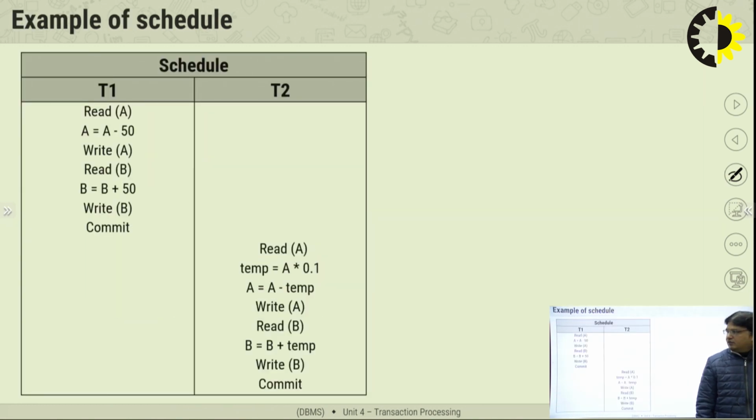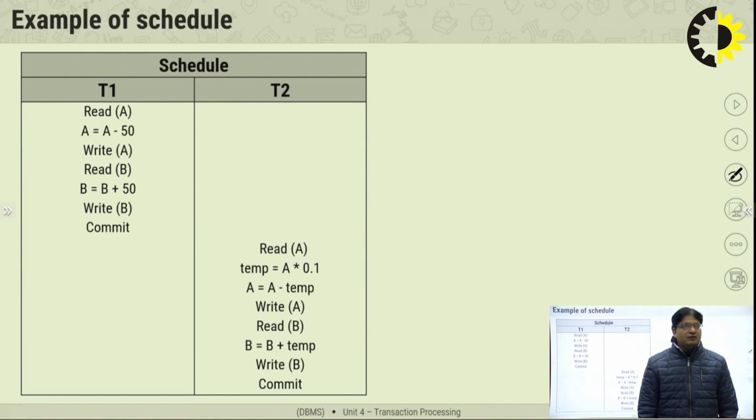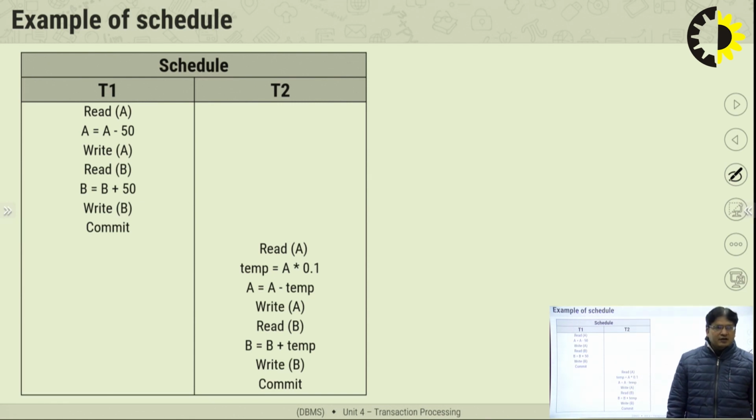Now, following is the example of a schedule. This example consists of two transactions, T1 and T2. Transaction T1 reads the value of A, then updates the value of A, then transfers that amount to B. In another transaction, T2, it reduces the value of A by 10% and then adds it into B.